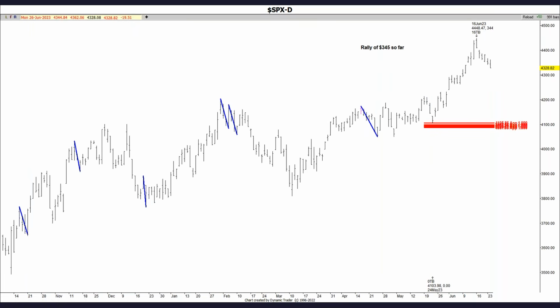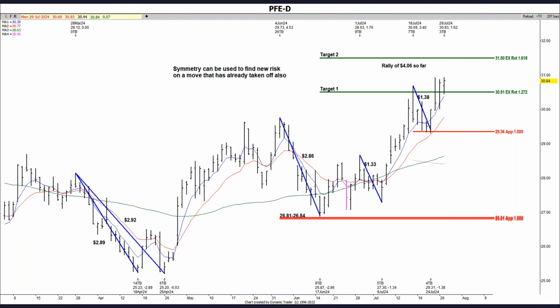As far as SPX cash daily, there were 1, 2, 3, 4, 5, 6 pieces of symmetry that formed that setup on the 2nd of May last year. I mean, that's just an incredible amount of symmetry. We see this kind of stuff all the time.